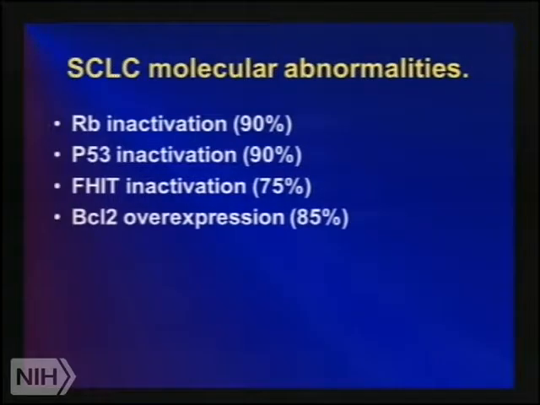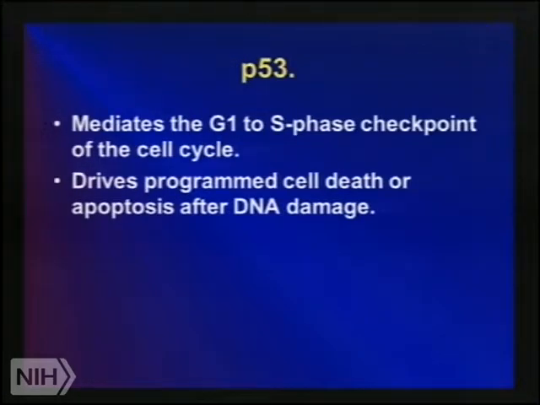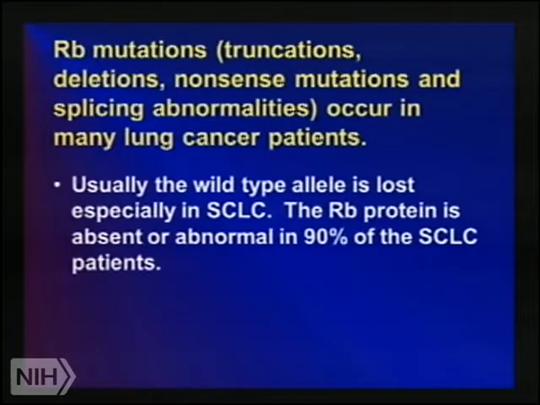So, looking at genetic events then, we mentioned before with lung cancer, you have dozens of genetic events that occur over a 20-year period. We talked before about P53 and how it gets inactivated. But other things that get inactivated are the retinoblastoma gene and the FHIT gene, and then BCL2 gets overexpressed. P53, we mentioned, plays a role in the G1 to S phase transition, and P53 drives programmed cell death by apoptosis after DNA damage. But if P53 is mutated, the damaged DNA then leads to cancer cell formation.